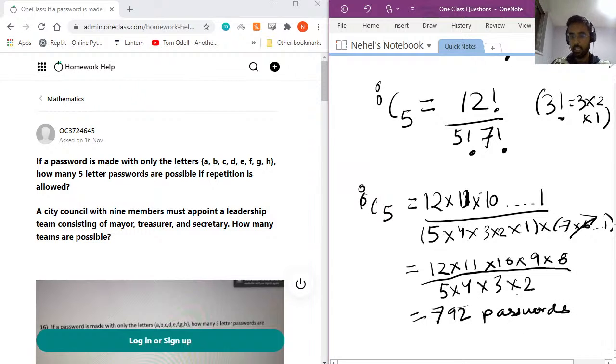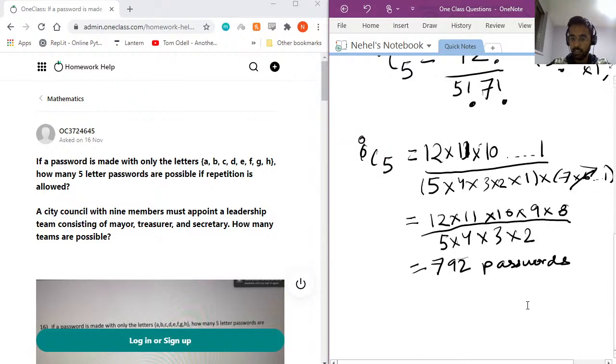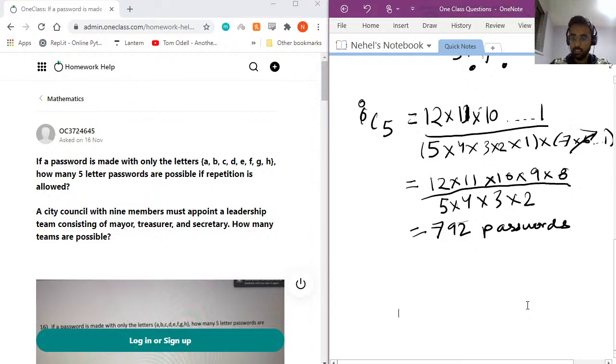which basically means that if we're given 8 alphabets and we have to make 5 passwords from those 8 alphabets, we have to make passwords of only 5 alphabets, then we can make 792 passwords. So similarly, now that we've done this first question, the second question should be somewhat easier to do.